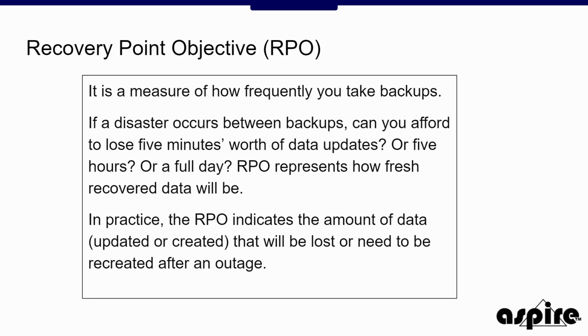So right here it says if a disaster occurs between backups, can you afford to lose 5 minutes, 10 minutes, 15 minutes, whatever it is, or a full day? That basically represents how fresh the data will be. So how much data will you need to recreate if you ever had some sort of incident that separated you from your data and it couldn't be recovered very quickly? The interval in which you actually back that up would determine that. So again, if you backed it up once every 5 minutes, you would only ever lose 5 minutes worth of data. If you only back up one time per day, then you are stuck with a 24-hour RPO.